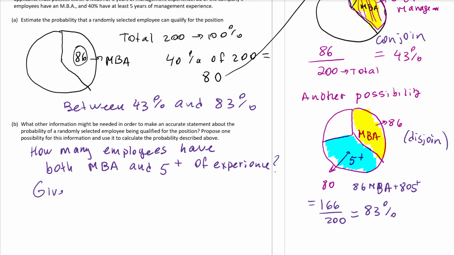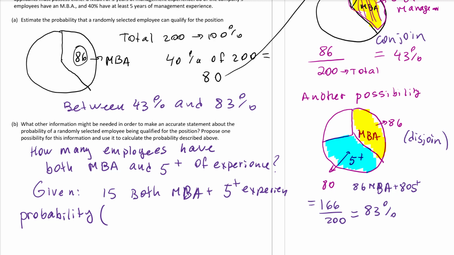So given 15 have both an MBA plus the 5-year experience, now go ahead and calculate the probability of selecting an employee that can apply for the promotion. Let's write it using the kind of language that we're developing right here: the probability of selecting someone who has an MBA or 5+ years of management experience.